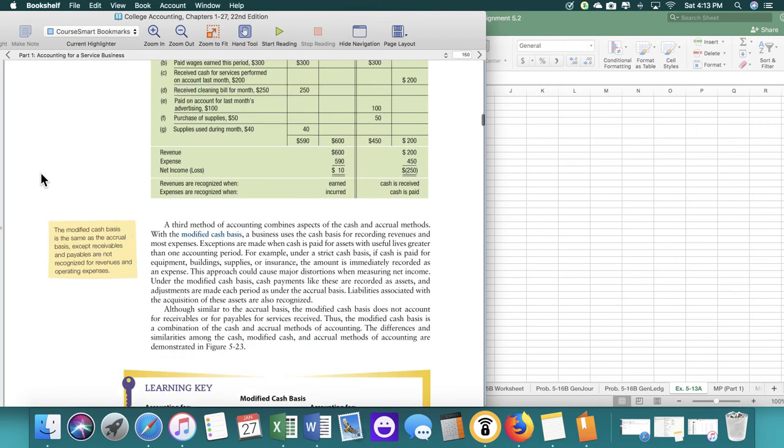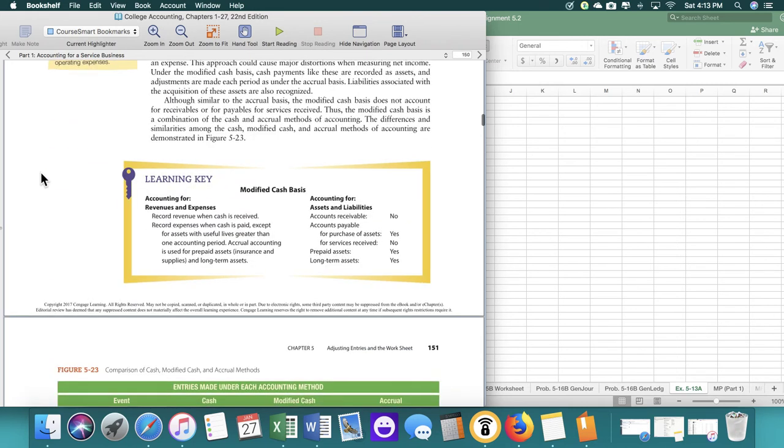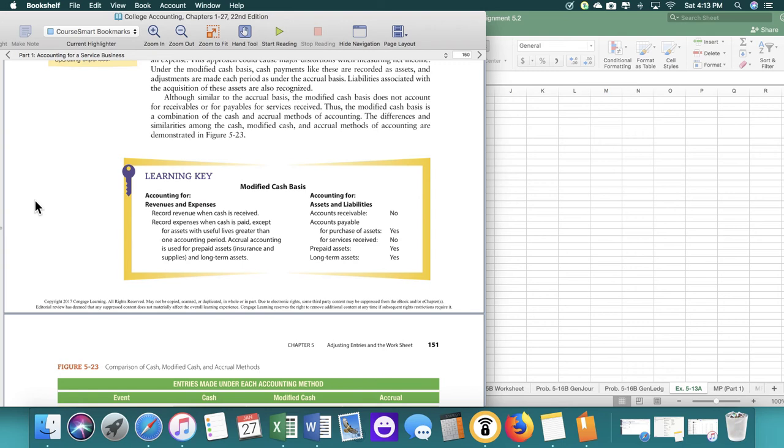In modified cash basis, if it concerns receiving cash when you do revenue, when you do expenses, when you pay for your expenses, if it has something to do with accounts receivable, no. If it's accounts payable or services, no. But when you purchase assets, then you record it. Prepaid assets, you record it. Long-term assets, you record it.